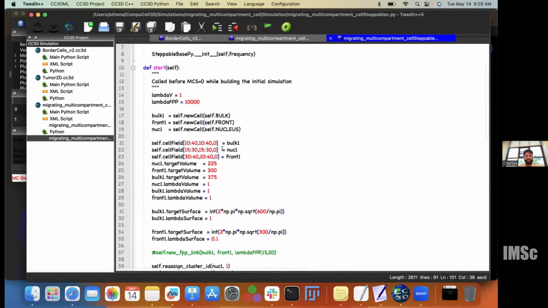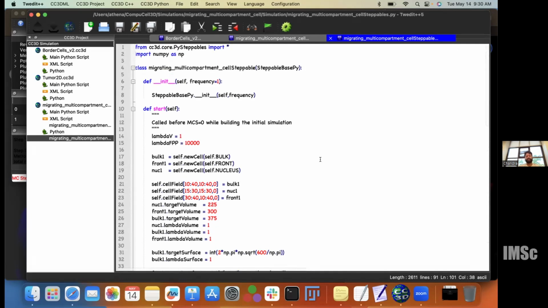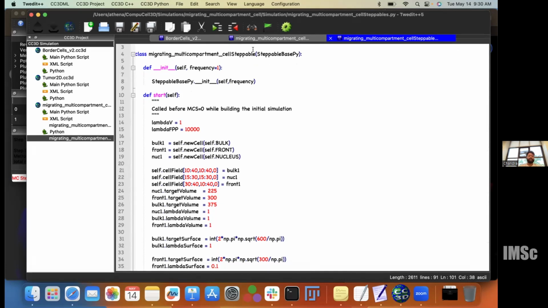Of course, I didn't teach you how to use Compucell3D, but I'm just telling you how things look. It's just sometimes good to see. And I think nothing that I've shown you should probably look very intimidating here. It's very clear in the Python steppable file. It's very clear for everything.